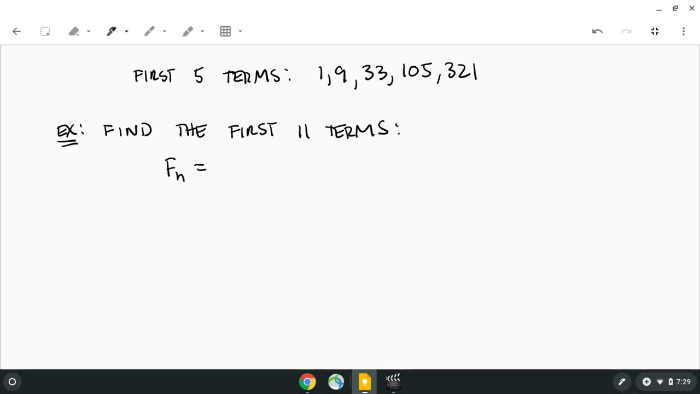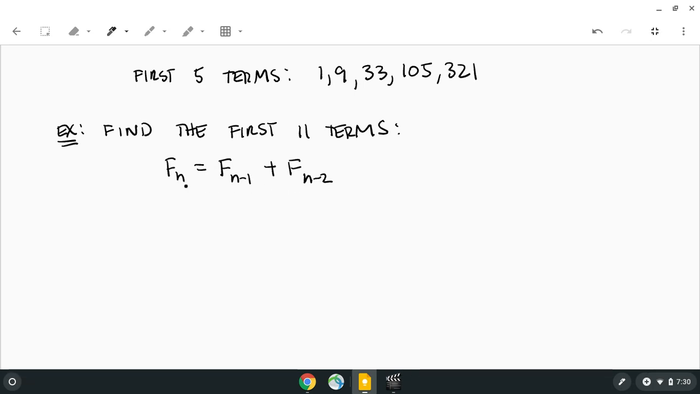To find whatever term you want, you're going to take the one before it, so n minus 1, plus the one before that one, so 2 before the actual. So you're going to find the sum of the 2 terms before it. That's basically what this is saying, right? Say this is the 5th term, then this means the 4th term, and this means the 3rd term.